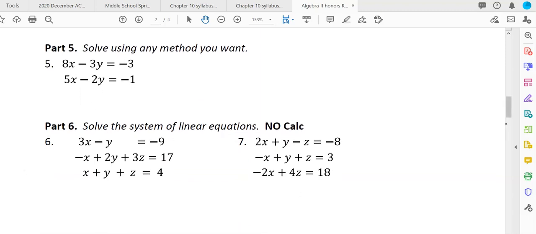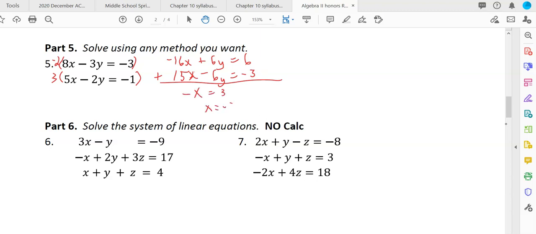So you really have a choice here: substitution, elimination, or graphing. To me, I like elimination, so I'm leaning towards elimination. This looks like some pretty big numbers. I'll multiply this one by negative 2 and this one by 3. That should make the y term eliminate. So if I do that, I get negative 16x plus 6y equals positive 6. And 15x, oh, I like this, minus 6y equals negative 3. If I add, I get negative x equals 3, so x equals negative 3.